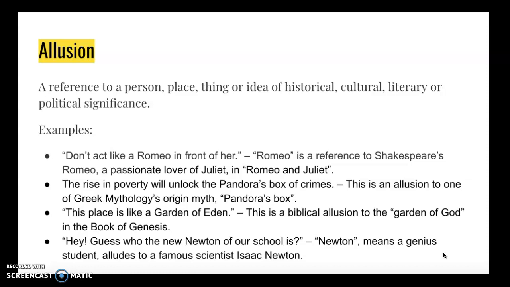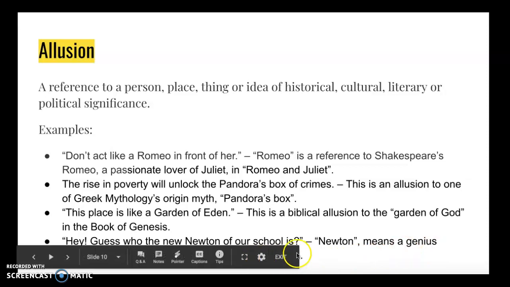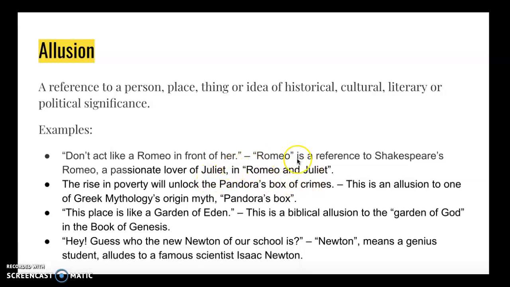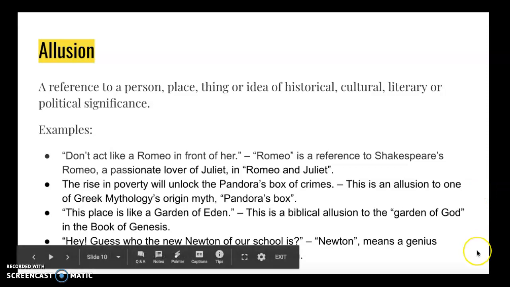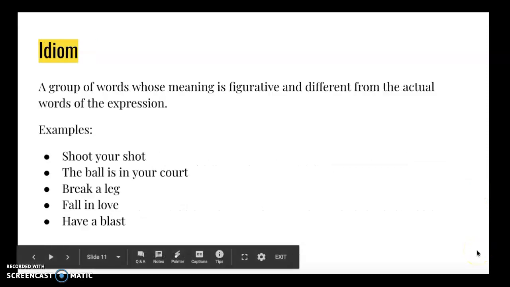So Newton is referring to Isaac Newton, and Isaac Newton, if you all don't know, is a famous scientist. So they're just saying, who is this new smart kid at our school? Because Isaac Newton was a genius. He was very smart. Okay, so that's another example of an allusion. That's your historical figure down here, this thing's in the way, but you know what I'm talking about. And up here would be your literary allusion, an allusion to a play. All right, onward. We're almost done, guys.